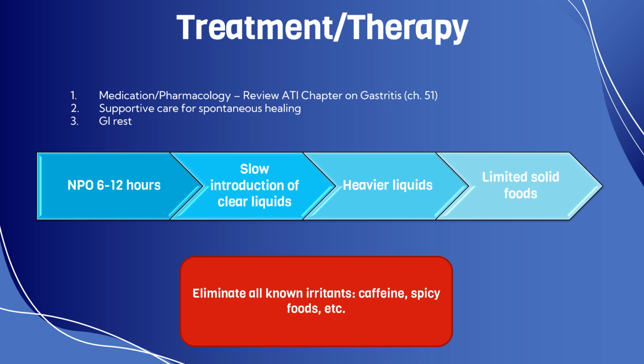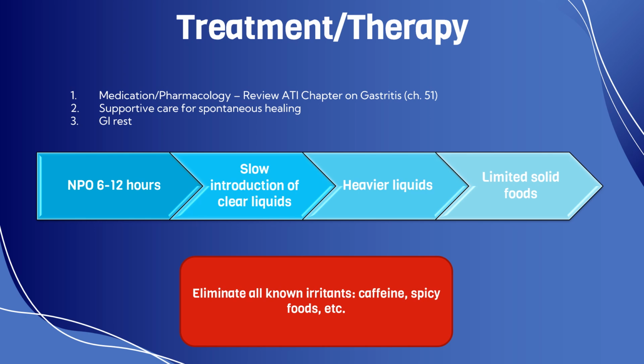So for patients with gastritis, we've got kind of a three-pronged approach. So of course we're going to do medication and pharm. There is a great chapter in ATI, chapter 51, that reviews the medications that would be used. And since we've already done GI pharm, I'm going to refer you over to the Med-Surg chapter, chapter 51 on gastritis. Supportive care for spontaneous healing, because this isn't really something we're going to be able to do much about, because remember, this is gastritis, it's diffuse inflammation. So the only way to stop the inflammation from continuing is to support healing.